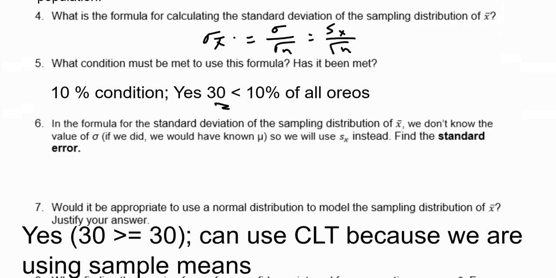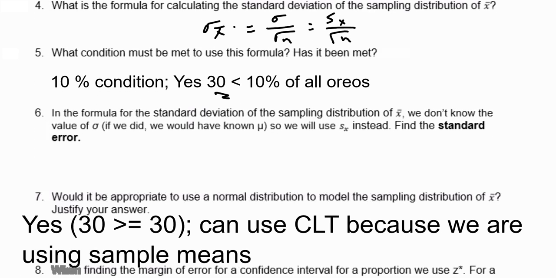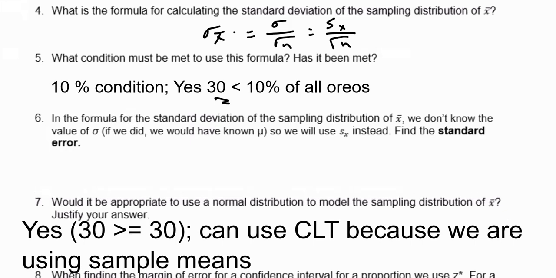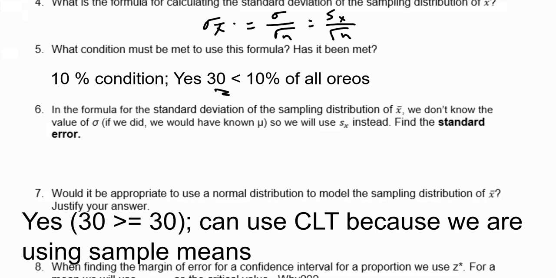Now from here, in the formula for the standard deviation of the sampling distribution, we don't know the value of this. So we're going to find the standard error. Okay, so we're going to use this. And so we're going to say this is actually our standard error, because we don't know what the true standard deviation is. And so to figure this one out, our standard error is we're going to take our sample standard deviation divided by the square root of n.